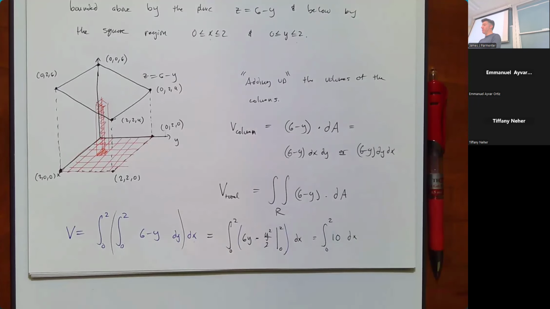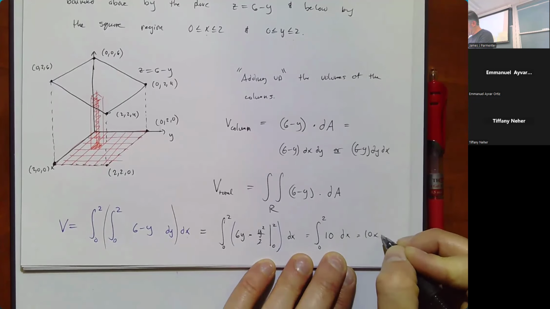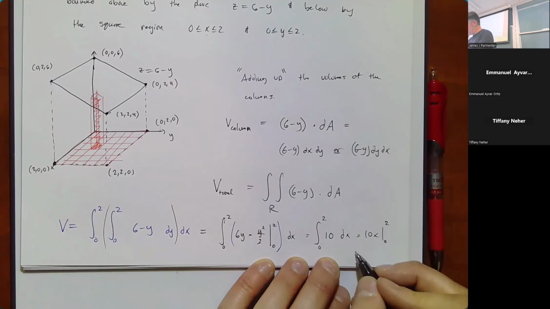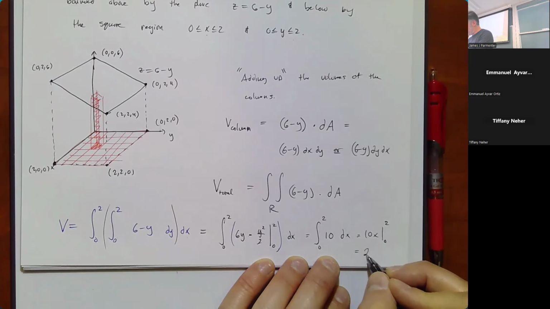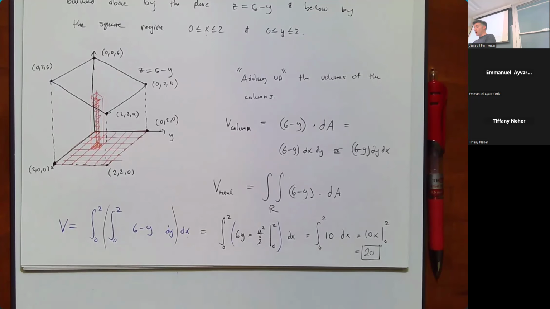And we would just get 10 minus 0. And then the antiderivative of 10 is going to be 10x from 0 to 2. And then we plug in 2 and we plug in 0 and we get 20 minus 0, which is 20. So the volume under this surface over this square region is 20 cubic units, whatever your units happen to be.